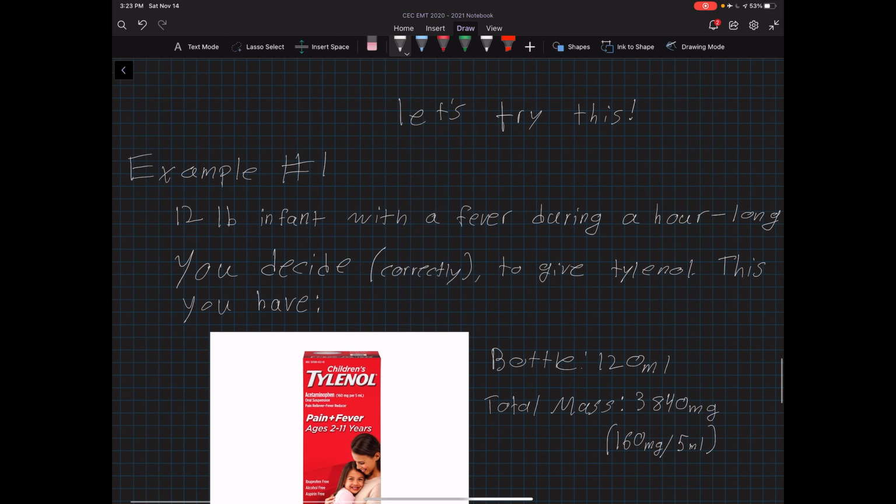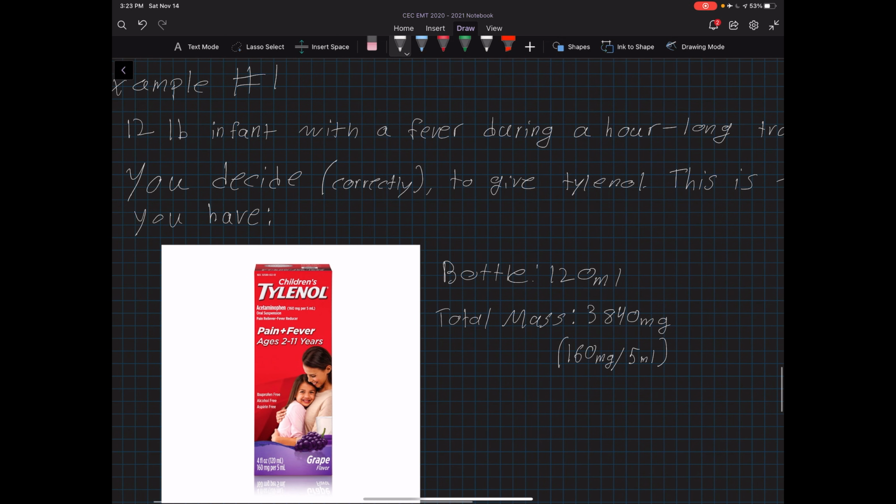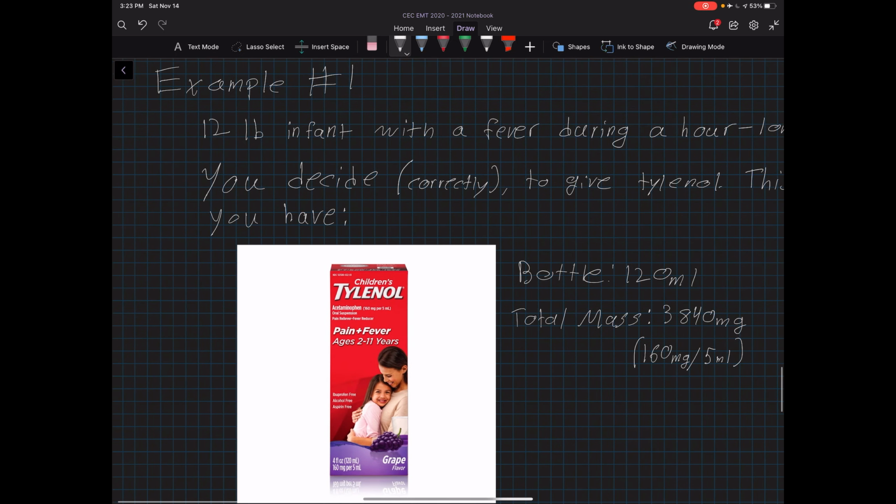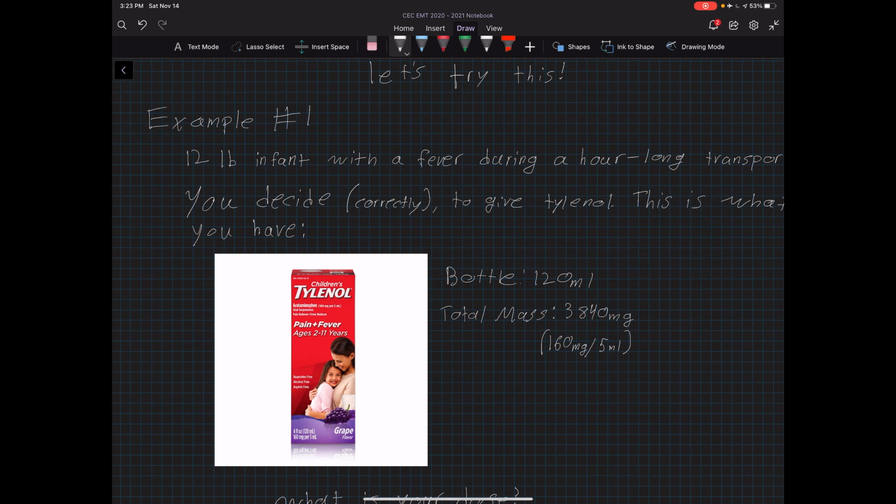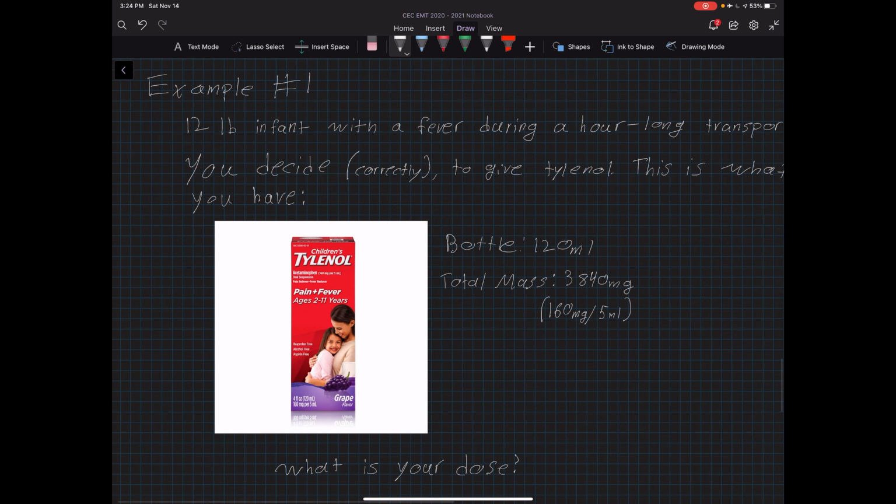All right. We have a 12-pound infant who's got a fever going on during an hour-long transport. Now, this is based off of the New Mexico state scope of practice. So make sure that you are referencing whatever your local protocols are to make sure that these medications are in your scope of practice and that you're doing them correctly. That's the proviso here. So this is based off of where I am and where I'm working here in New Mexico. So we need to give this child Tylenol.